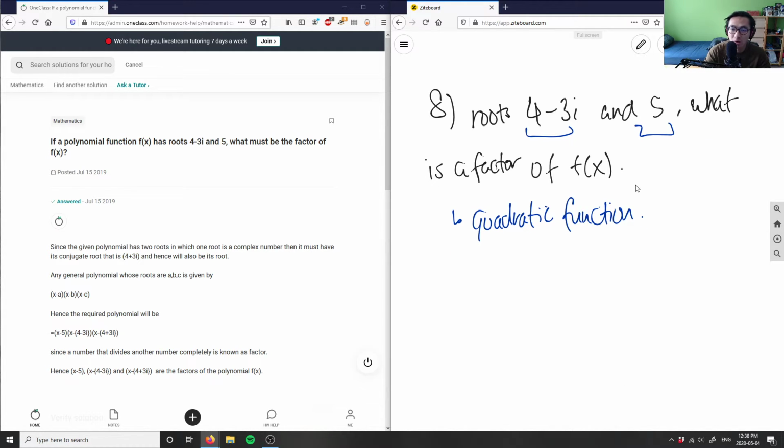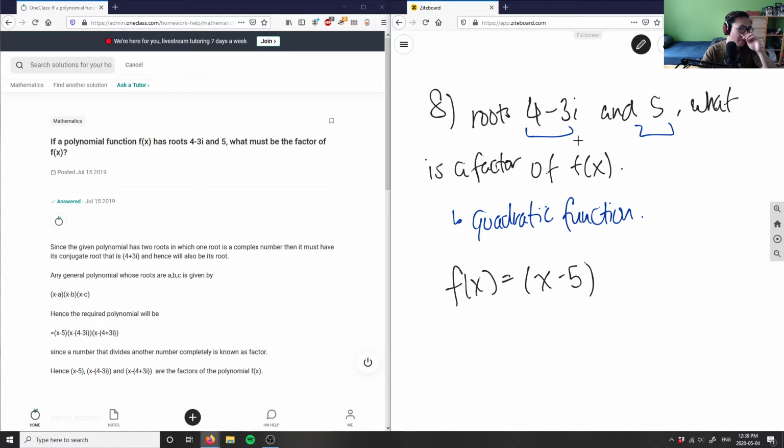So if it's quadratic and I know I have 2 roots here, I can simply say that f of x equals x minus 4 minus 3i, and then x minus 5, because 5 is a real number, a real root. And 4 minus 3i is actually an imaginary root, right? This is written in terms of a complex number. So in this case, this is a complex root here.